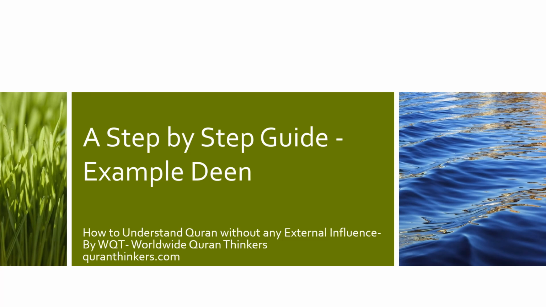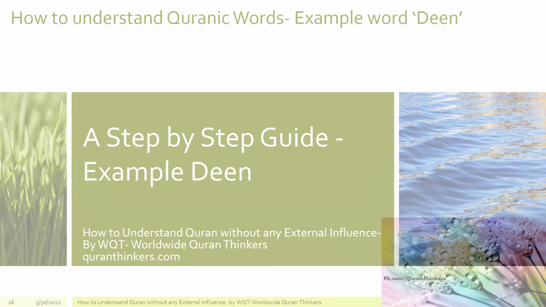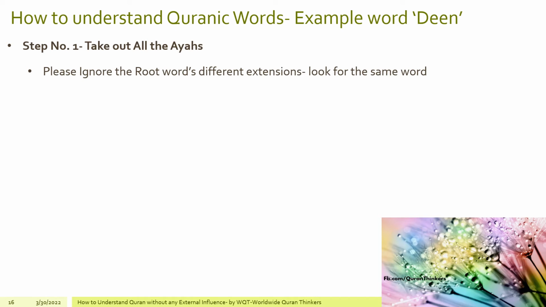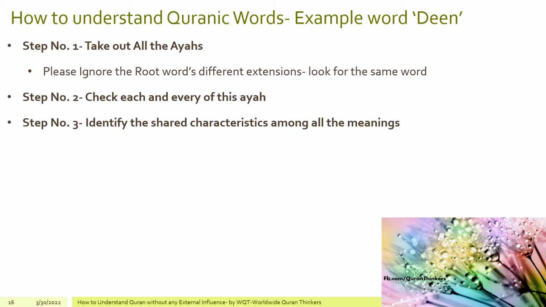Now let's discuss one other example, the example of the word deen. Again, we follow the same process. Step 1, take out all the ayahs. Step 2, check each and every one of these ayahs in order to understand the usage or the meaning in that particular ayat. Identify the shared common characteristics and cross-check for applicability.